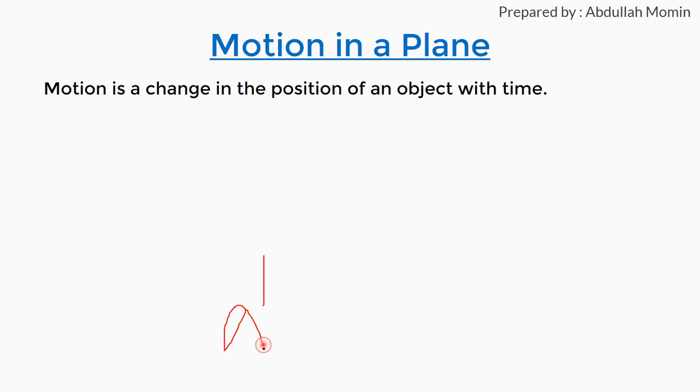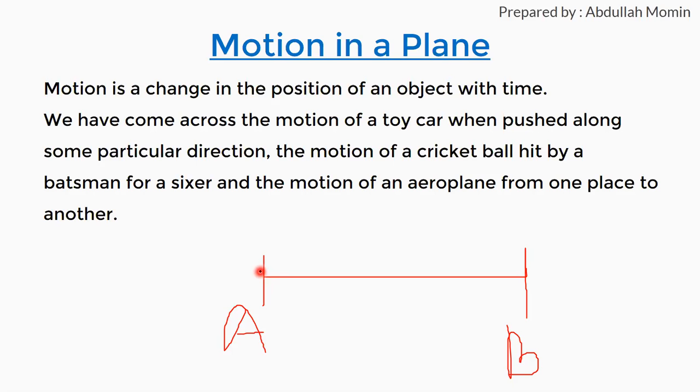If at time t1 an object is at point A and it changes its position to point B, then we will say that motion occurs. We have come across the motion of a toy car when pushed along some particular direction, the motion of a cricket ball hit by a batsman for a six, and the motion of an aeroplane from one place to another. These are some types of motion which we see in our daily life.